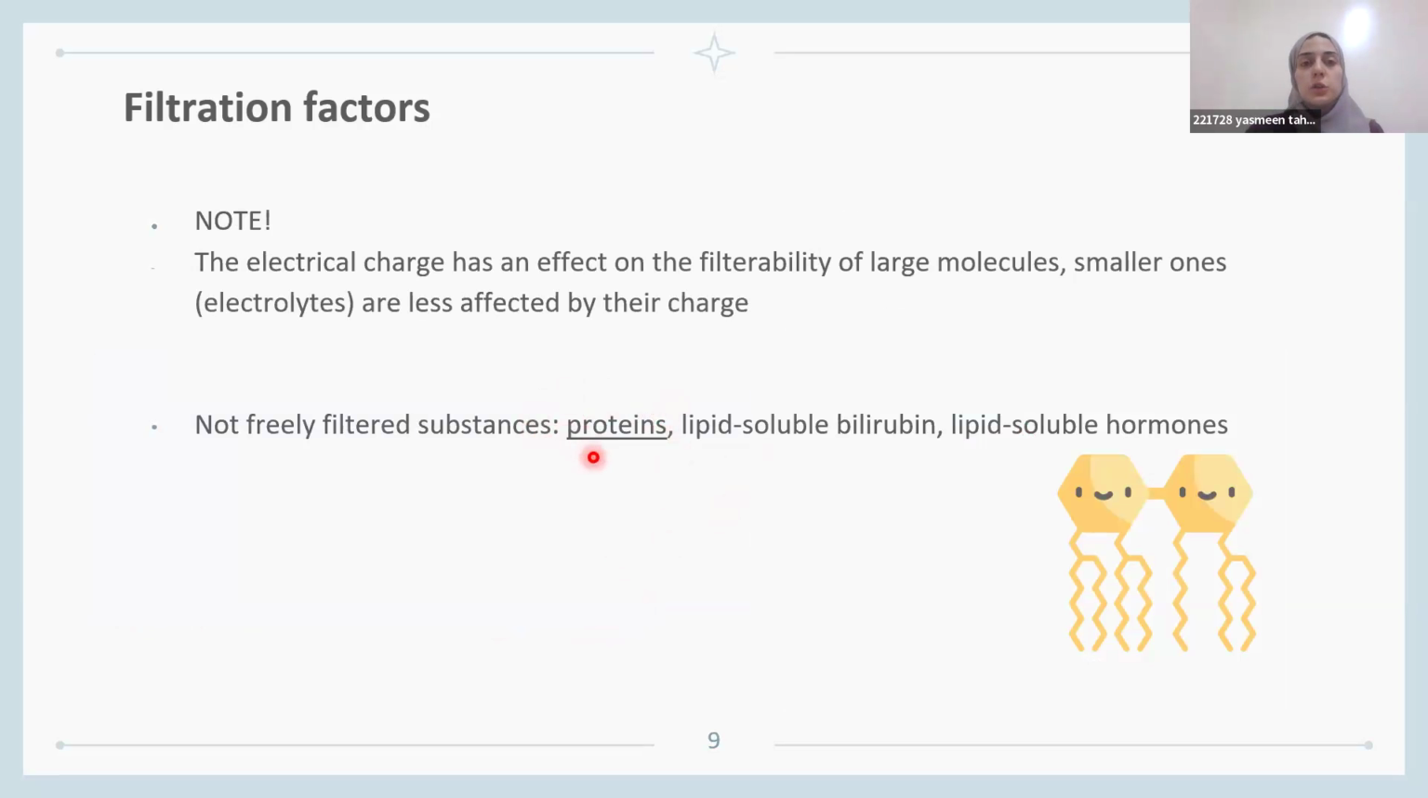So protein in the urine shouldn't be there. It's just not normal. Unless there is a defect in the filtration barrier, a normal person shouldn't have protein in the urine. And we also have lipid-soluble bilirubin and lipid-soluble hormones. The reason these are not filtered easily is, for the same reason, that most of the time they are bound to proteins. So if the proteins aren't filtered, any molecule binding to them is not going to be filtered as well.